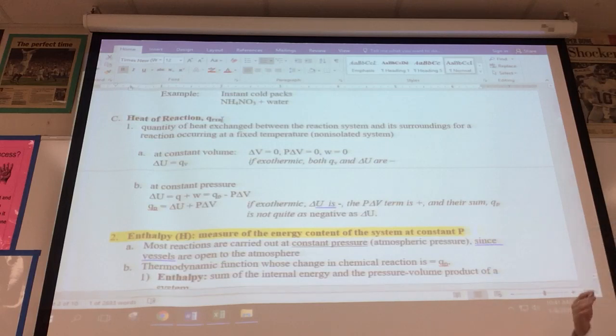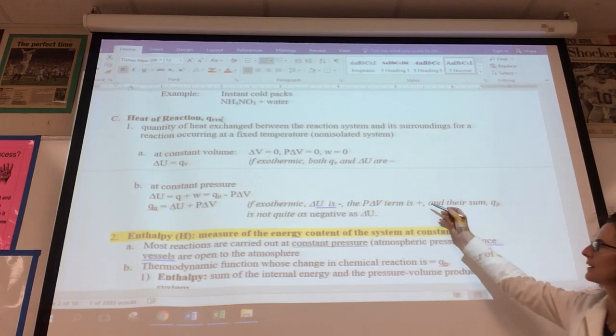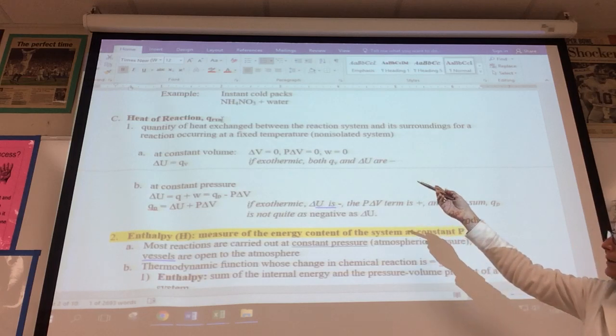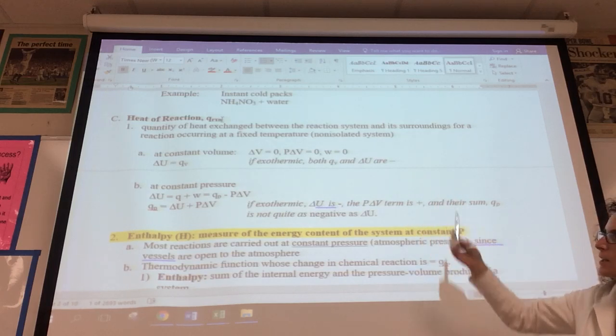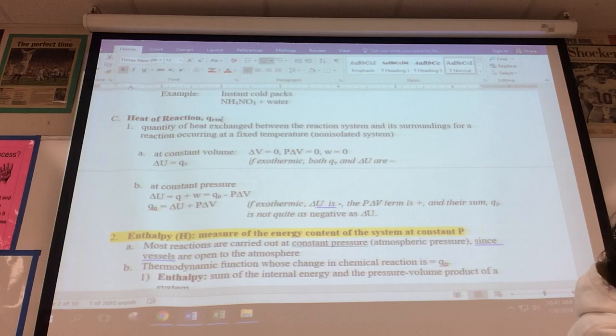They don't really assess that much in regard to pressure volume. I haven't seen them assess with pressure volume work at all lately, so I'm not really going to hit this section. I do want to mention that heat of reaction is typically Q of reaction. Heat is Q. Reaction abbreviation is RXN.